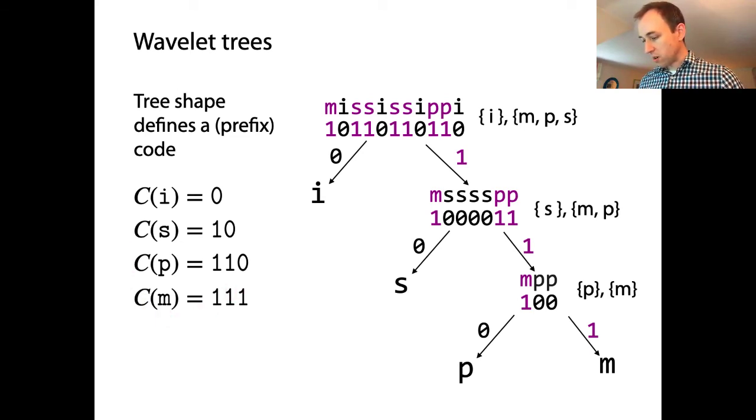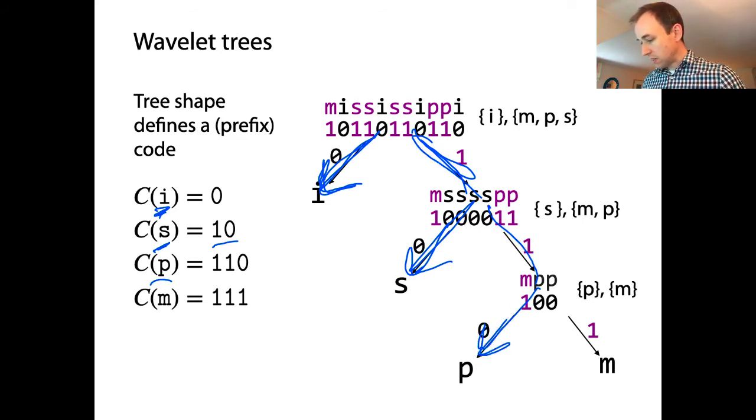So the code for I is just 0 because I go down that way. The code for S is 1, 0 because I go down that way. The code for P is 1, 1, 0. You get the idea. So Huffman could give us a tree of this shape, and a tree of that shape would have a prefix code, but it would give the different characters different lengths of code.